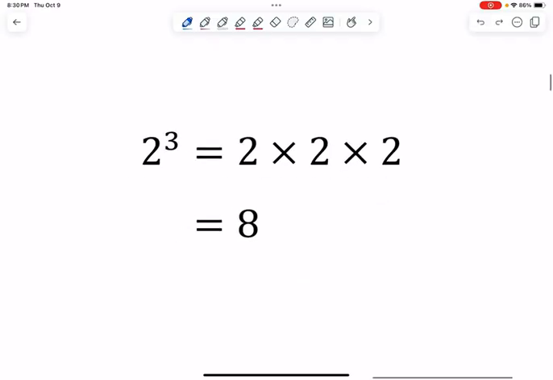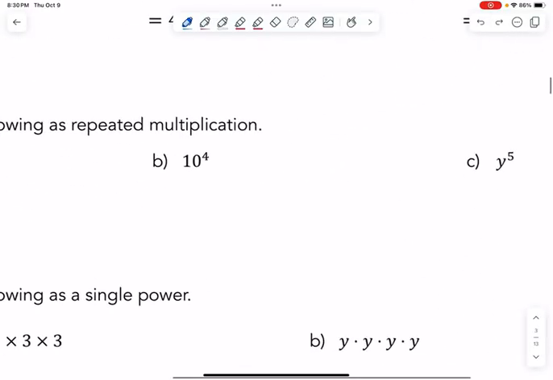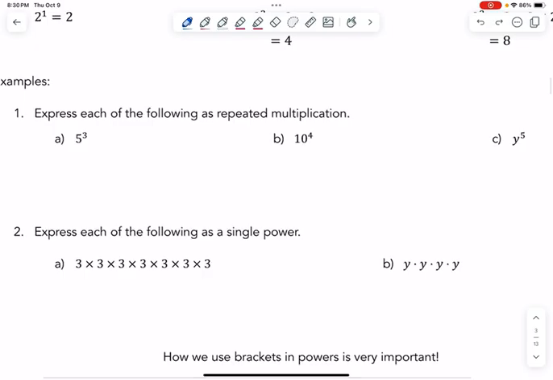There are some examples here. The task is to write these 3 as repeated multiplication. Take 63 seconds to pause this video and try those out now.